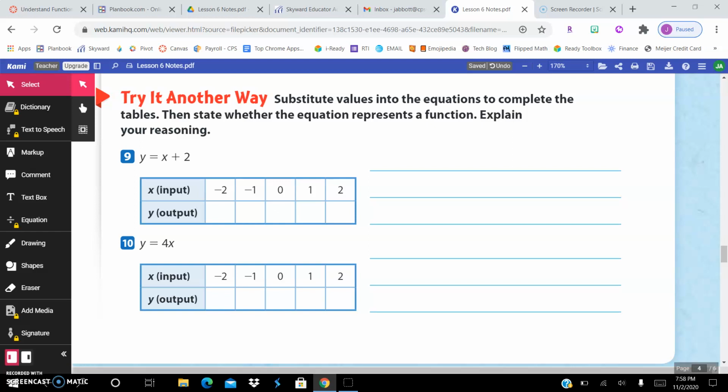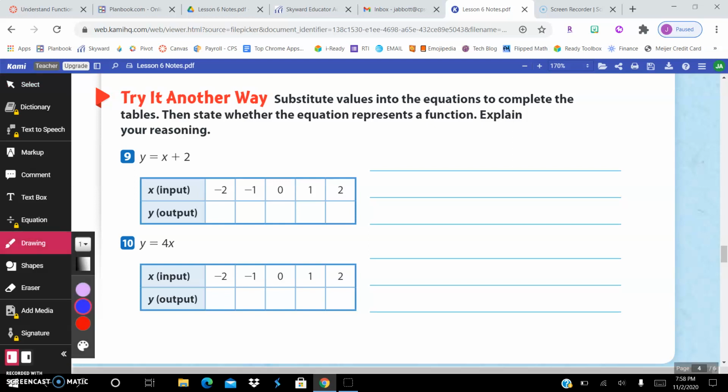For questions 9 and 10 here, substitute values into the equations to complete the tables and then state whether the equation represents a function and explain. So here, x plus 2, we're going to take our x value of -2 and we're going to add 2. So -2 plus 2 would be 0. -1 plus 2 would be 1. 0 plus 2 is 2. 1 plus 2 is 3, and 2 plus 2 is 4. Is this a function? Yes. X values don't repeat.